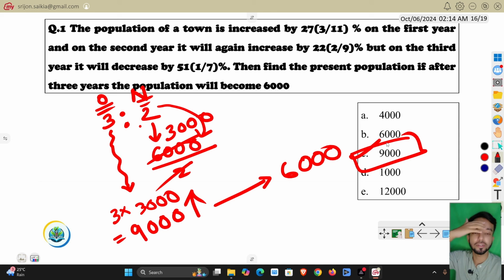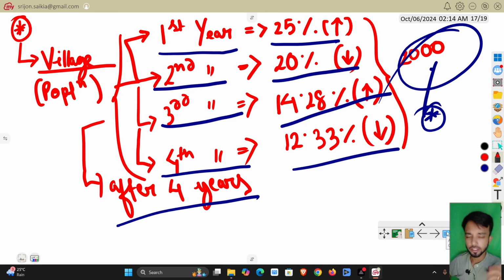I know you might have confusion here also. It's very simple, okay? That's why I did the easy one before. Nothing here to be confused about. In the previous questions, in the first year there was an increase of 25%, then in the second year a decrease of 20%, in the third year an increase of 25%, and again in the fourth year a decrease of 25%.